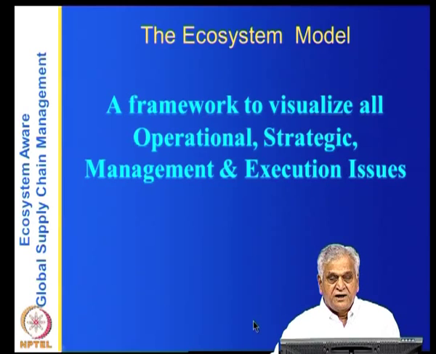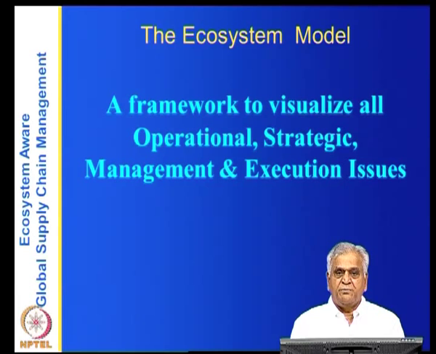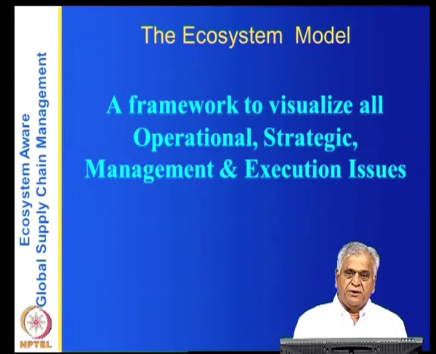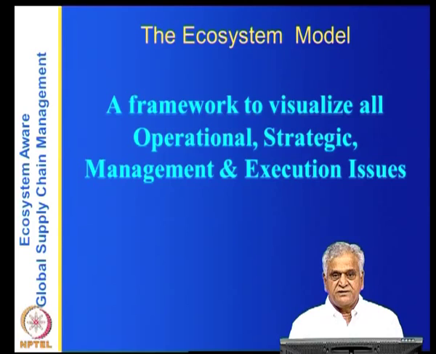So what is an ecosystem? It's a framework to visualize all operational, strategic, management and execution issues. Why is this important? Because, as we have seen in the previous lectures, the supply chain is affected by extraneous factors other than the supply chain. It's not just the suppliers, the manufacturers, the logistics providers, the retailers and the customers that affect the supply chain. In the earlier studies, people were talking about supply and demand matching. That was the most important thing. Even now it is the most important thing, but the supply chain is affected by other factors like the location factors, the environmental factors, the government rules, regulations, and the infrastructure that's available and so on.